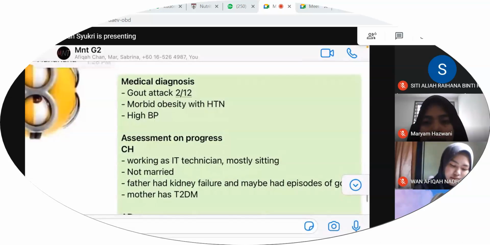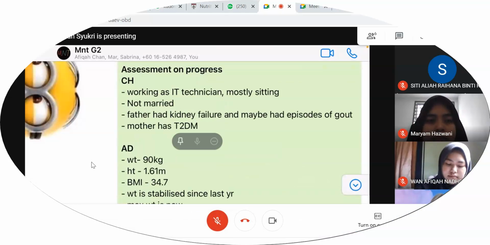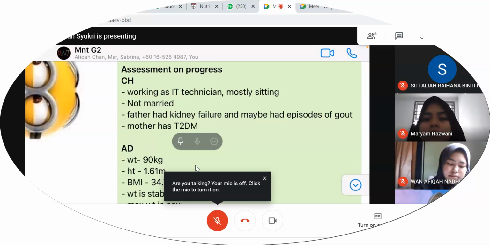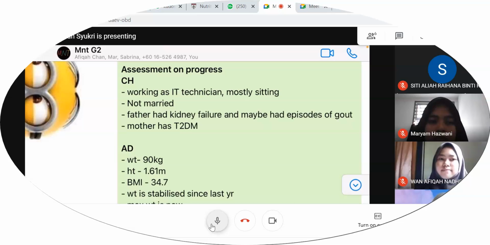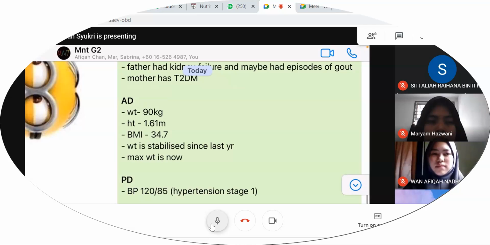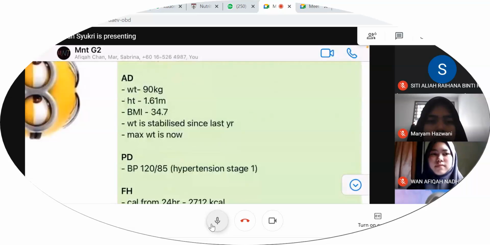So for the assessment on progress, the client history, we put that he works as an IT technician and mostly sits, so he is sedentary. He is single, not married. His family history is that his father had kidney failure before, and maybe had episodes of gout. His mother has type 2 diabetes mellitus. So for his anthropometric data, his weight is 80 kilograms, his height is 1.61, and his BMI is 34.7.